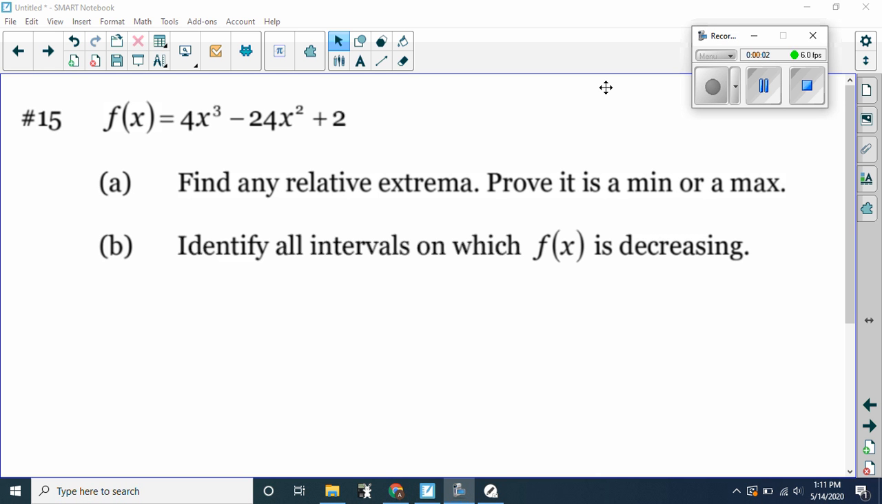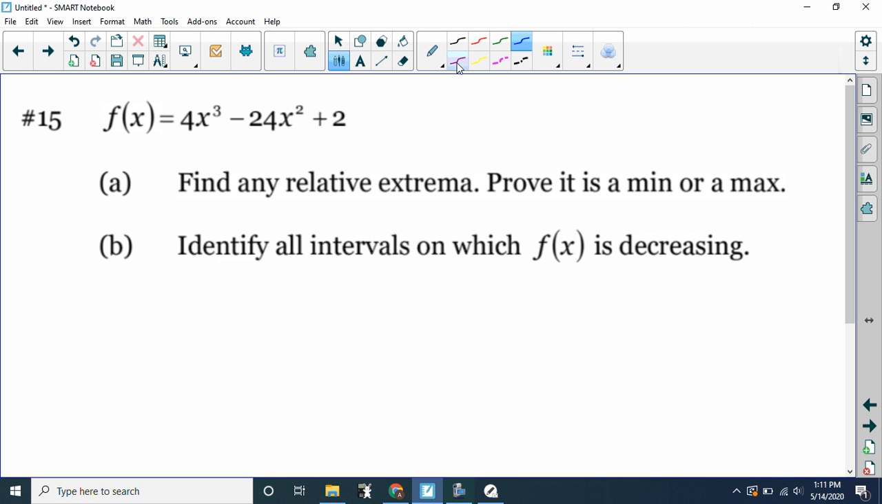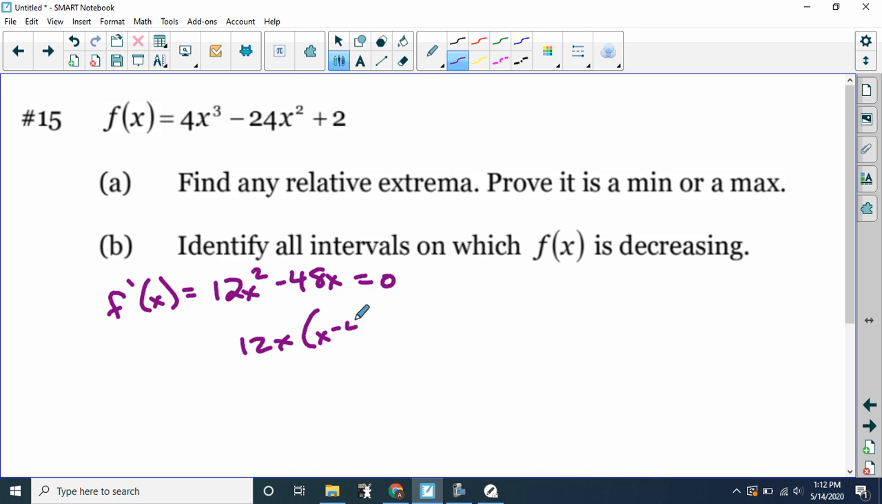Number 15 on the exam study guide, we are looking for extrema as well as decreasing intervals. Extrema occur when the first derivative is 0 or undefined. So we're going to find the first derivative, set it equal to 0, factor and solve. So the first derivative is 0 at 0 and 4. It is never undefined. I'm not dividing by anything.